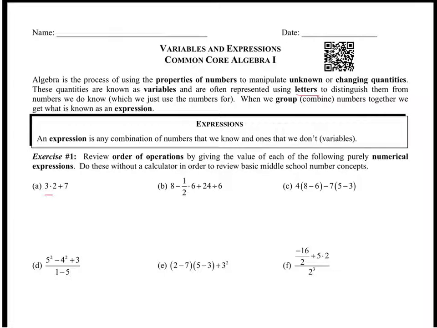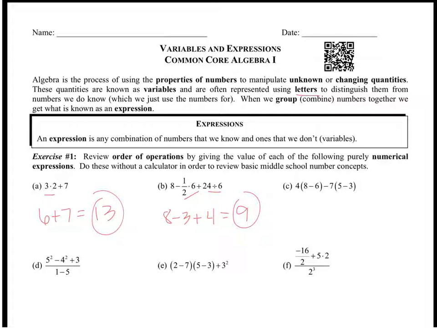Letter A, you multiply first, which becomes 6, plus 7, which is 13. Letter B, you need to do the multiplication and division first. So first you need to do half times 6, so half of 6 is 3, so 8 minus 3 plus, and then you do 24 divided by 6, which is 4. Then you add or subtract from left to right. 8 minus 3 is 5, 5 plus 4 is 9.